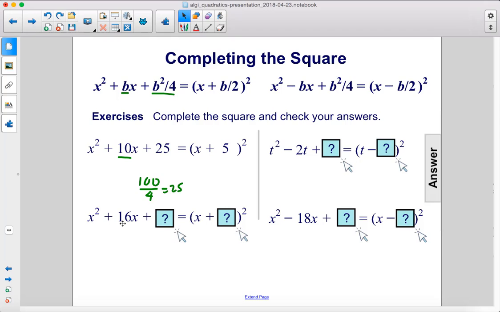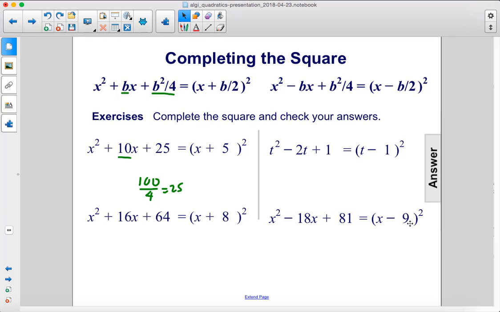Alright, so if b is 16, then this will be 16 squared divided by 4, which is 64. And this would be b over 2, which is 8. Here, if b is 2, then b over 2 will be 1, and b squared over 4 will be 1 as well. Finally, we have x squared minus 18x plus question mark. 18 is b, therefore b over 2 is 9, and b squared over 4 would be 81, 9 squared.